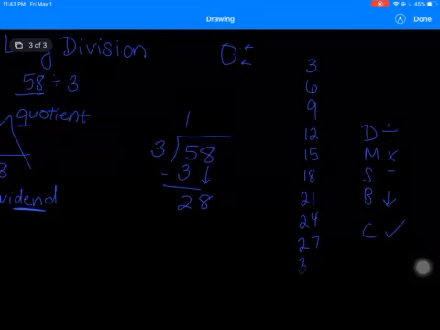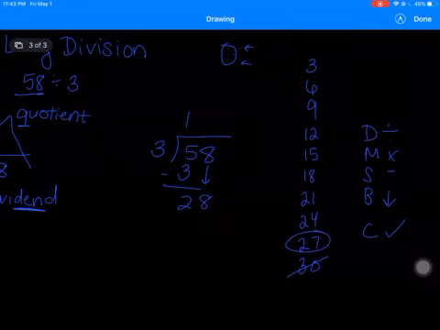If I add 3 more, it's going to be 30. Can't use that, that's too much. But 27 is as close as it's going to get without going over 28. So that's the one I'm looking for. Then I can go back and count. Well, that was 1, 2, 3, 4, 5, 6, 7, 8, 9 times. Well, that 9 times, that's part of my answer. So it goes up on top.